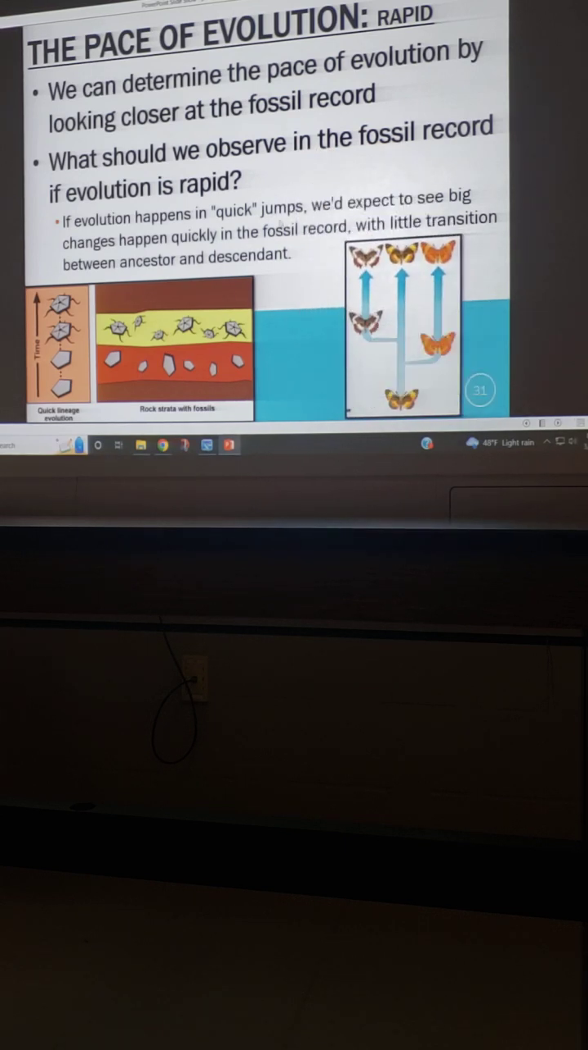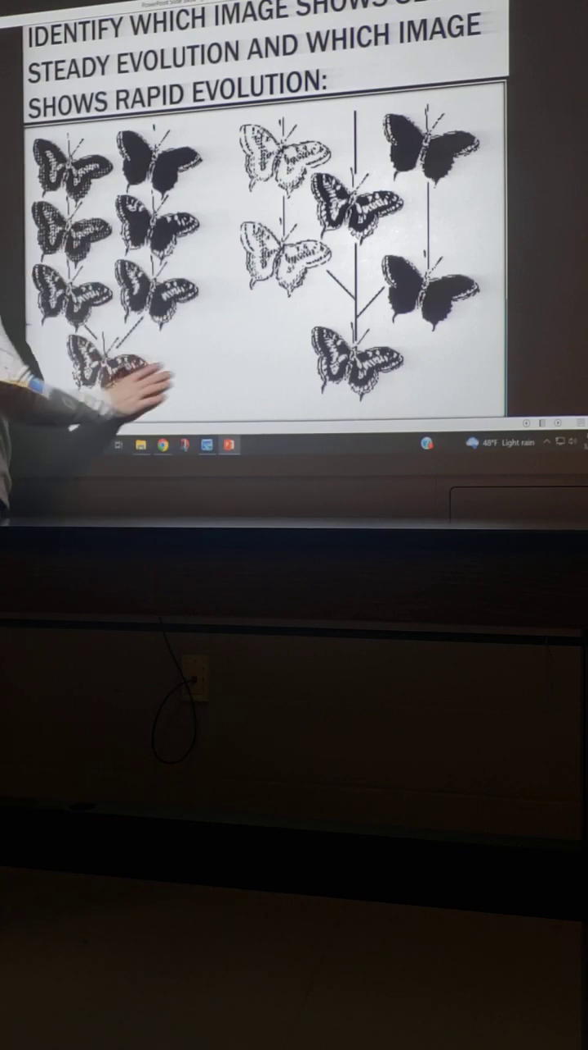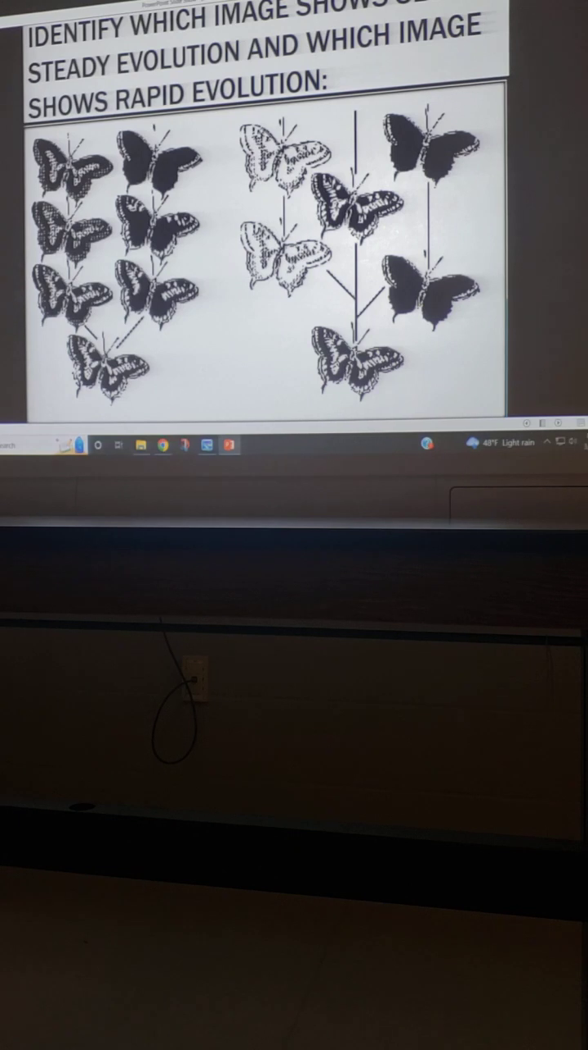Okay, same kind of idea. Looking at these two branches, these two groups here, which image do you think shows slow and steady evolution, and which one shows rapid? With slow and steady, you're going to see transition. With rapid, you're going to see just big jumps.